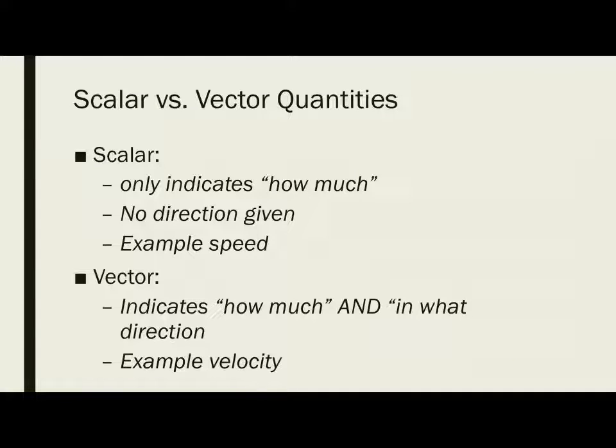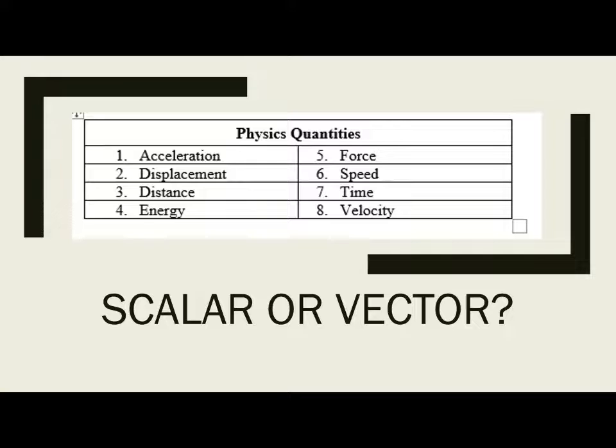Then there's scalar versus vector quantity. So remember, scalar is how much but no direction, and then a vector is how much and in what direction. So scalar is what we just say is magnitude, vector is magnitude and direction, okay? So pause the video, go over these 8 things, see if you can remember which is scalar and which is vector. Okay, you paused, you promise?